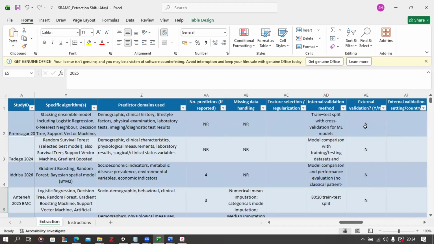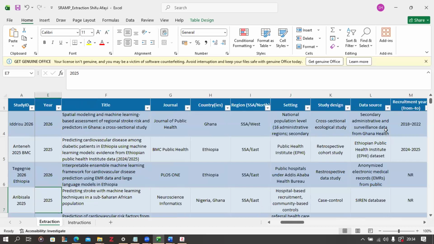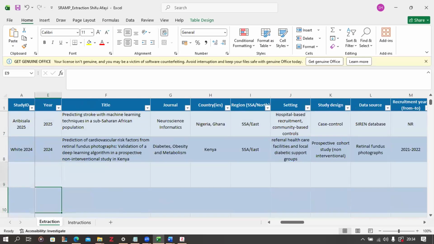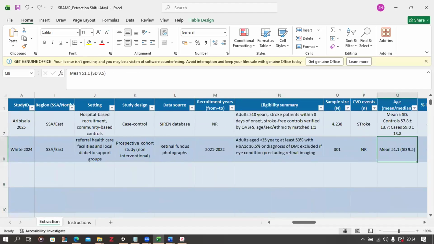If they evaluated just the initial data, the data that was used to develop those models, I considered it as no. Although I think there was a paper where they evaluated externally, the one concerning the UK Biobank.